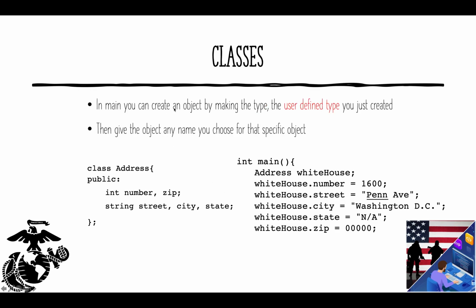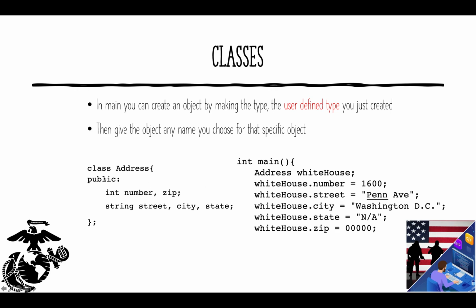So within main, you can create an object by making the type the user-defined type that you just created. So that would be right here. Normally you'd have a type like integer, string, or bool, but now you're going to make that the user-defined type that you just created. I'm going to make that Address, of course with an uppercase A. And then whatever I want to call this specific object that I just created, what do you want to title it? I'm going to call it whiteHouse.